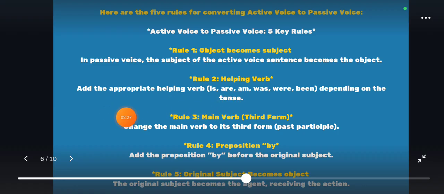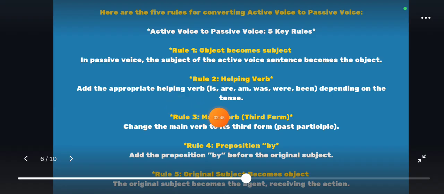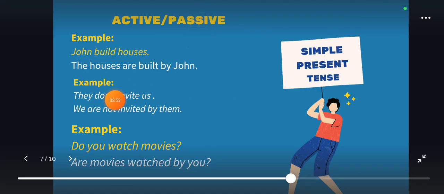And what are the helping verbs? We read yesterday that for present indefinite tense we use is, are, am. So it is simple present tense. In simple present tense we use is, am, are. So houses are plural. So we will write here are. The houses are. Okay. Then the third rule is use third form of verb. According to the third rule, we will write houses are built.